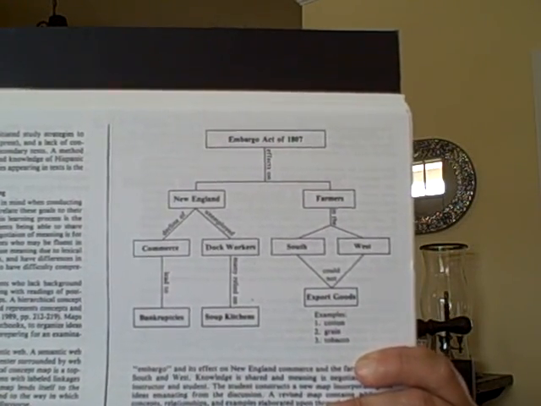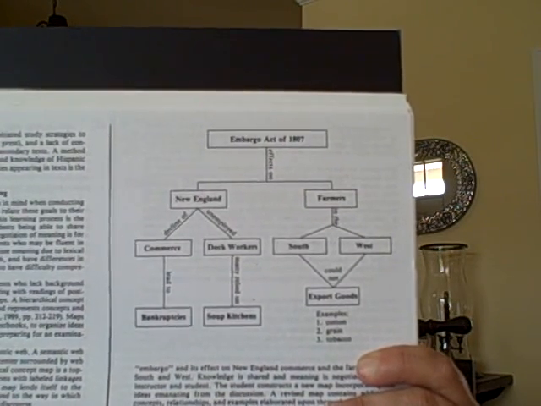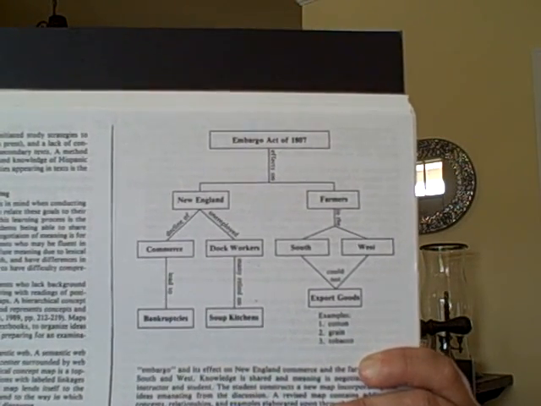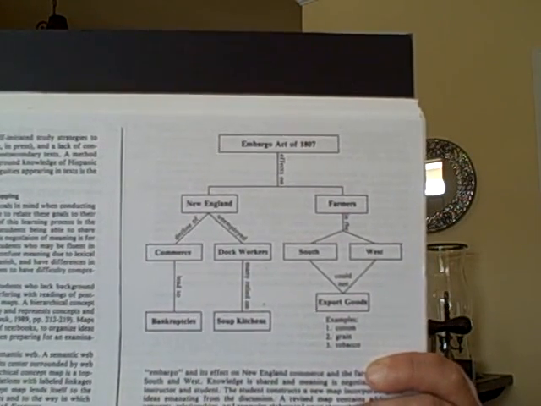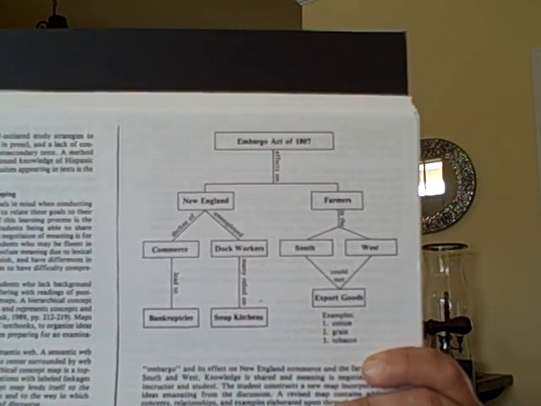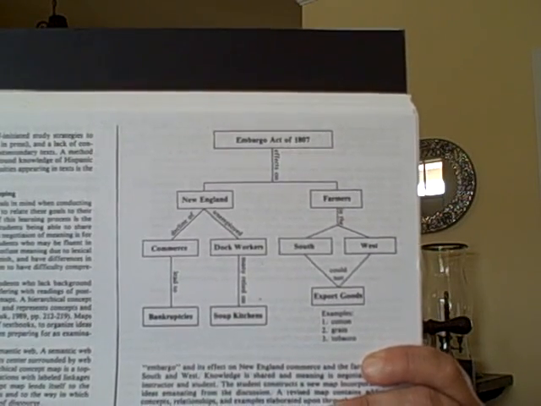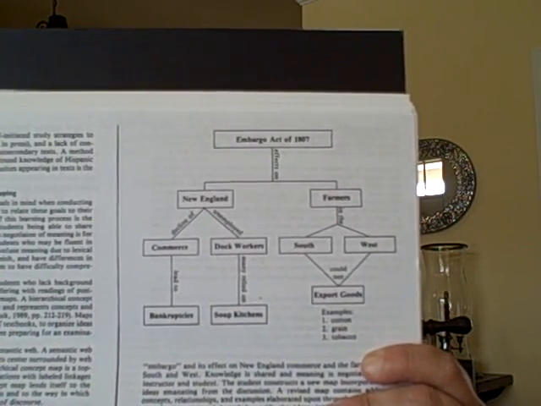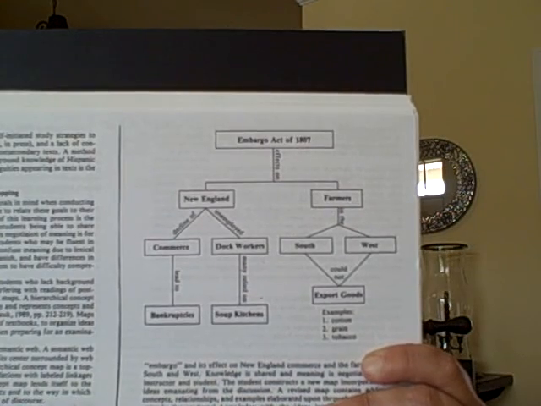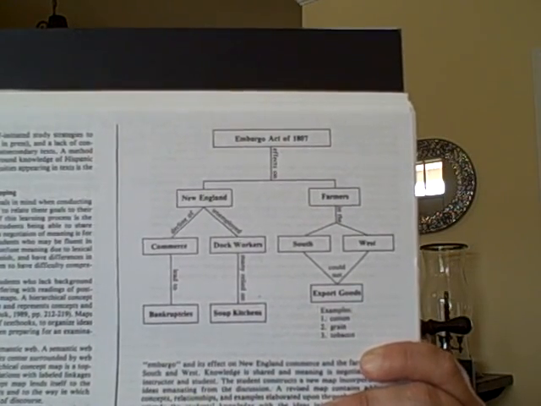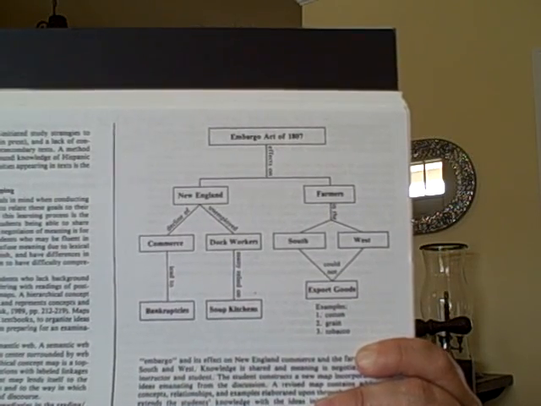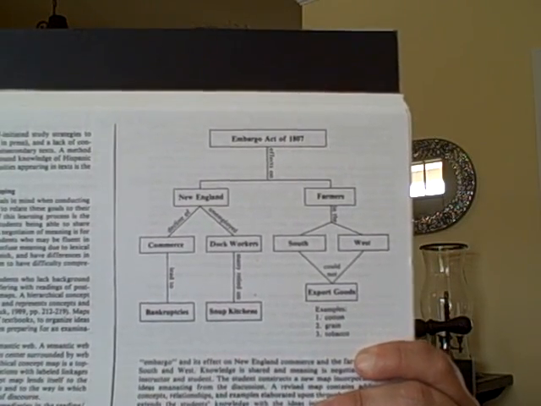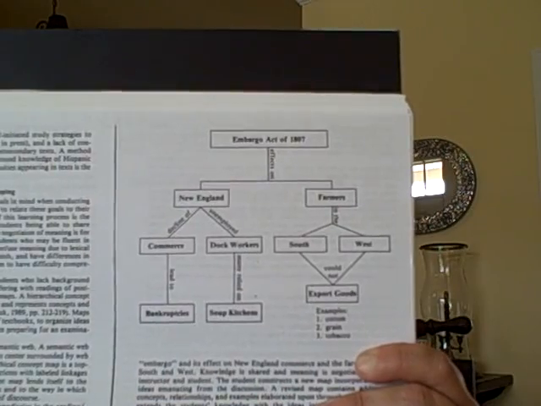The other arm is that in New England, dock workers were unemployed and many had to rely on soup kitchens. Now, if I look at the other portion of my concept map, you can see that I'm going to talk about farmers in the South and farmers in the West, and the fact that they could not export goods. Some of the examples of goods they could not export are at the very bottom: cotton, grain, and tobacco.